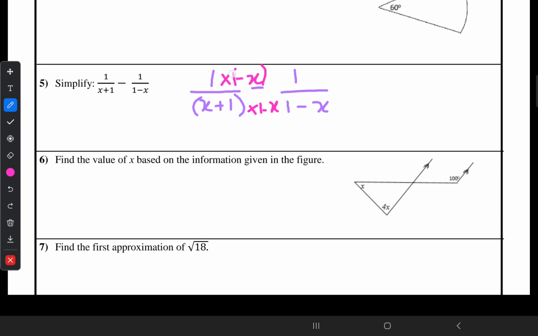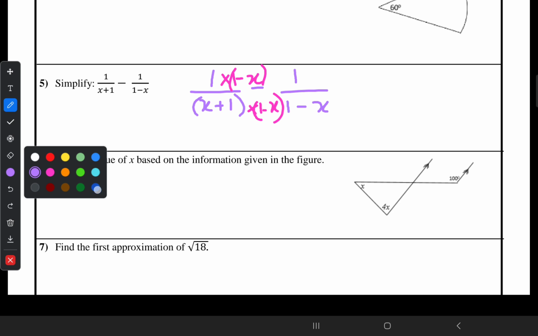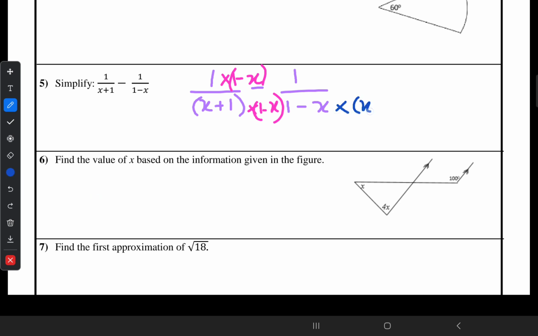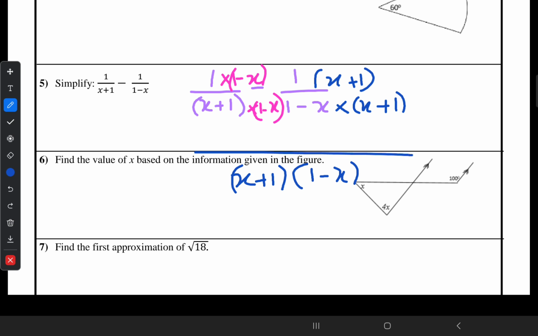Similarly, the nearby fraction would be multiplied with its corresponding denominator. That's multiplied with x plus 1. We are just equalizing the denominator. So when you equalize the denominator, it will become x plus 1 into 1 minus x. And in the numerator, we have 1 times 1 minus x.